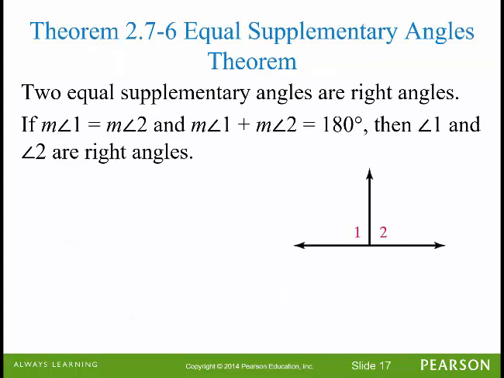Equal supplements theorem. Two equal supplementary angles are right angles. So if angle 1 is equal to angle 2 and the measure of angle 1 plus the measure of angle 2 is 180, then angle 1 and angle 2 have to both be right angles.